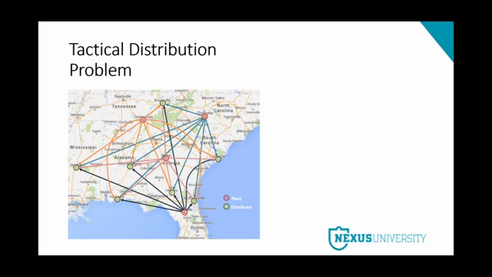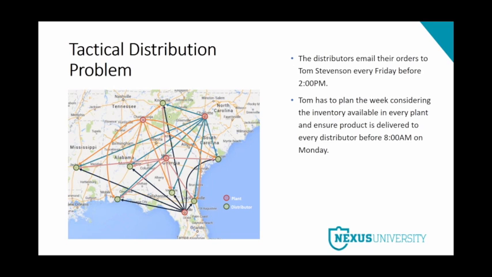This map shows the different locations for plants as well as distributors. The way this operation works is that the distributors email orders to Mr. Stevenson every Friday before 2 o'clock in the afternoon. With this information, Mr. Stevenson plans the week ahead, considering the inventory available in every plant and ensuring that product is delivered to every distributor before 8 a.m.